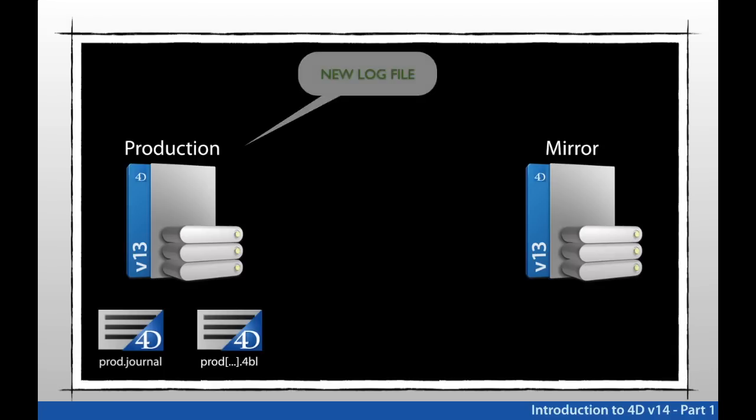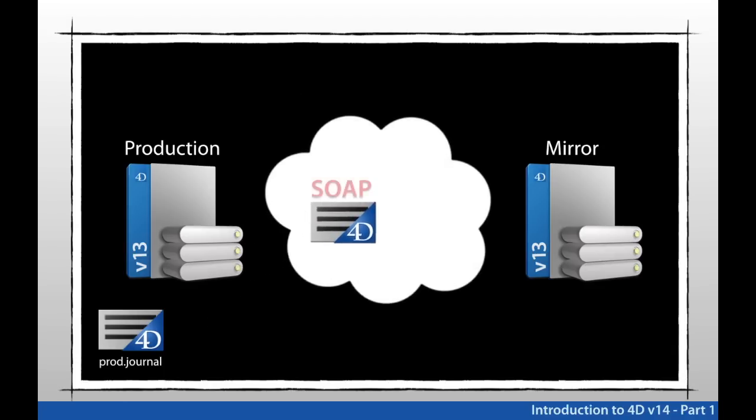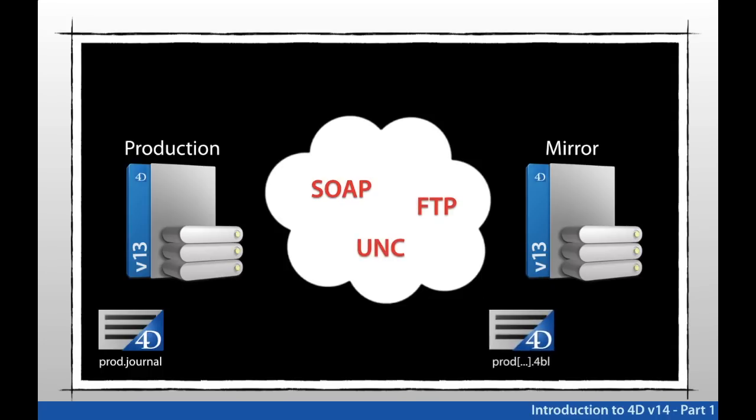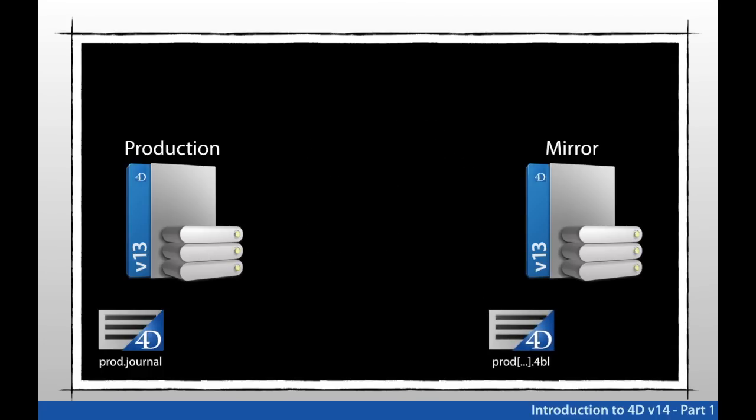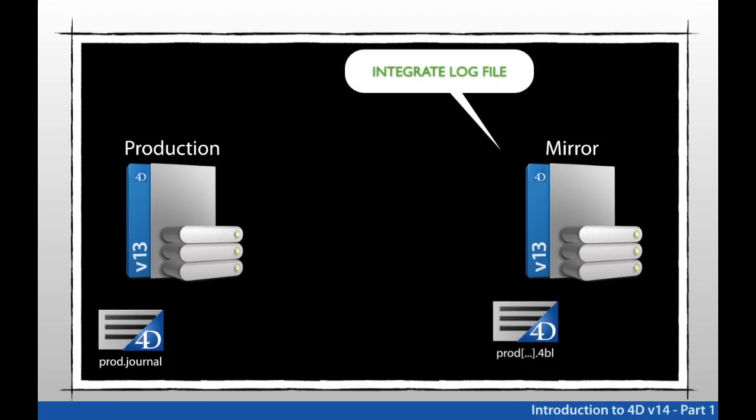So you create the new log file, and then using some technology, it doesn't really matter what the technology is, that's up to you, you copy that segment over to the mirror machine, and then you call the integrate log file command to integrate those changes. So what you're left with is the mirror has logical parity with the production machine. It is as up to date as the most recent journal file that was integrated. And that's pretty good. Let's look at why that's good.